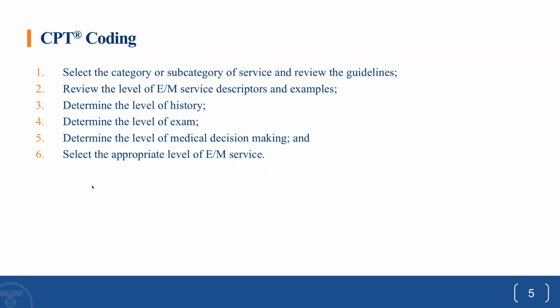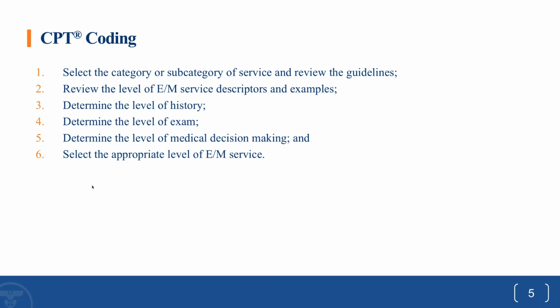If I'm just looking at these pages right now, the green are your locations. This is where the service is being rendered for the patient. And then the red are your subcategories, which provide additional information about that location. So that's going to be one of the main things we do: select the category or subcategory of service. Then we're going to review the level of E&M descriptors.